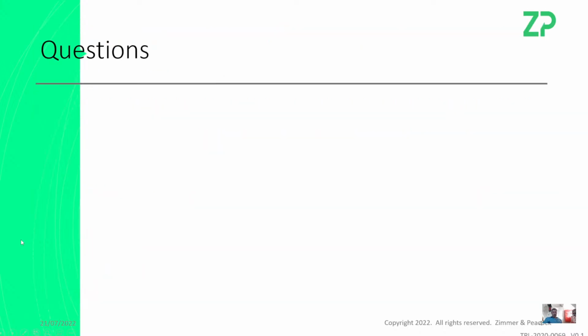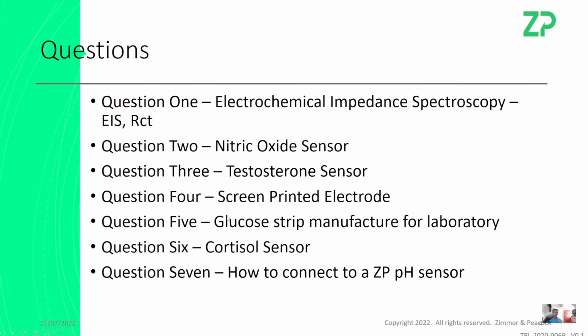Now the questions we've had this week, we've had an awful lot of questions, so I'm going to go rather quickly. We tried to do this in 30 minutes, so that would mean something like 4 to 4.5 minutes a question here. First, electrochemical impedance spectroscopy: an inquiry came in via LinkedIn asking about impedance spectroscopy. I'll touch on that. Another inquiry came in about nitric oxide sensors. I'll touch upon that. Another inquirer had asked about testosterone sensors, and I failed to answer it in another webinar, so I will cover that today.